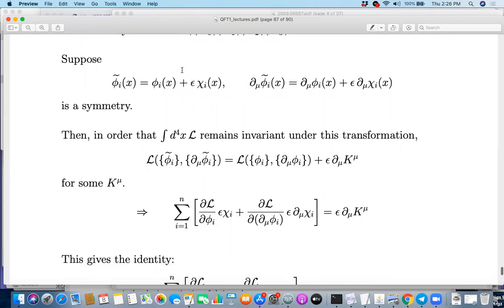So now let's consider a transformation of this kind. This is the most general transformation; any infinitesimal transformation will have this form, with some chi I. And we assume that this is a symmetry, some particular symmetry transformation. Then it follows from here that the derivative of phi tilde I with respect to x mu is given by the derivative of phi I with respect to x mu plus epsilon times the derivative of chi I with respect to x mu.